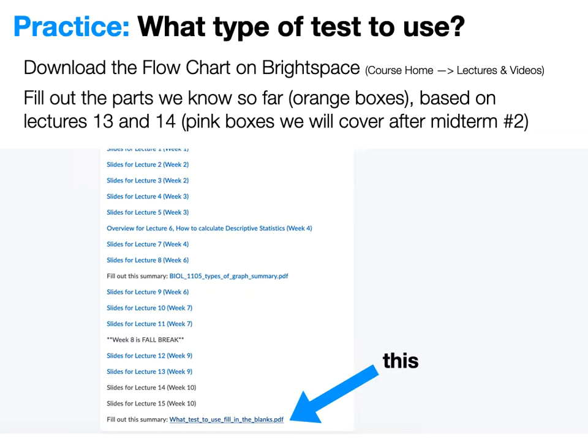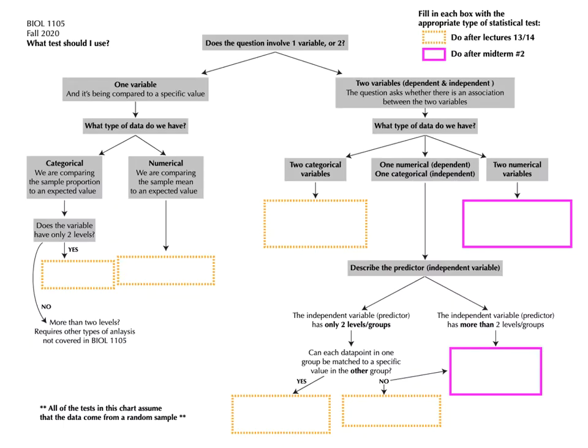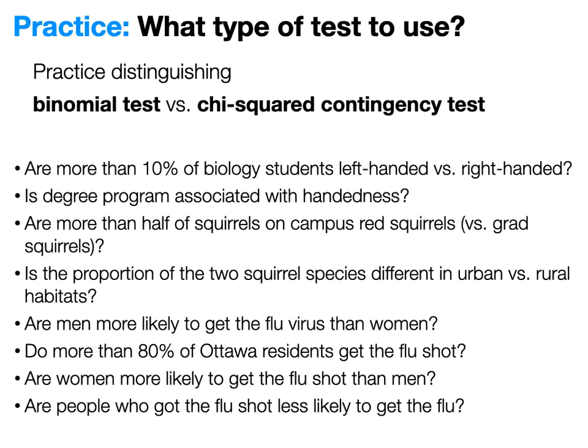There's other boxes on there that are pink. I'll show you what it looks like here. So this is what the flowchart looks like. You should be able to fill in the orange boxes. The pink boxes we're going to cover after midterm number 2, so you won't be able to fill those in yet. Okay, so just a little bit of practice, and we'll take up the answers to these on Zoom.